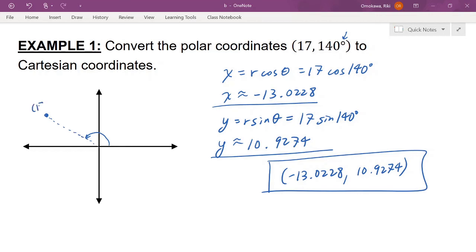So in polar coordinates, this is 17, comma, 140 degrees. Now, does negative 13 point something, comma, positive 10 point something make sense? Left 13, up 10. Yeah, that makes sense. And we're done.